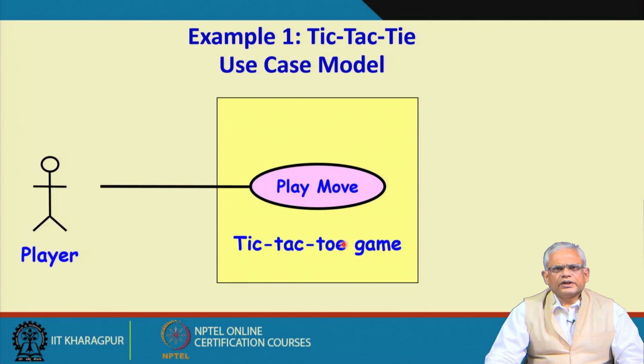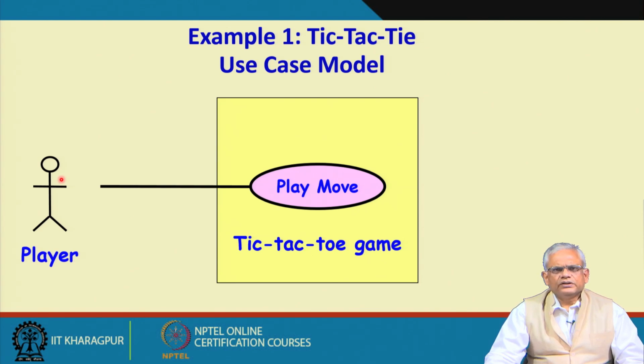Of course, we can make the problem statement more complex, saying that the player can set the level of the game, history can be stored and viewed, the player details can be stored, etcetera, etcetera. But in the simplest form of this game that we have described here, there is only one use case, that is the play move use case, and then there is a single actor which is the player.